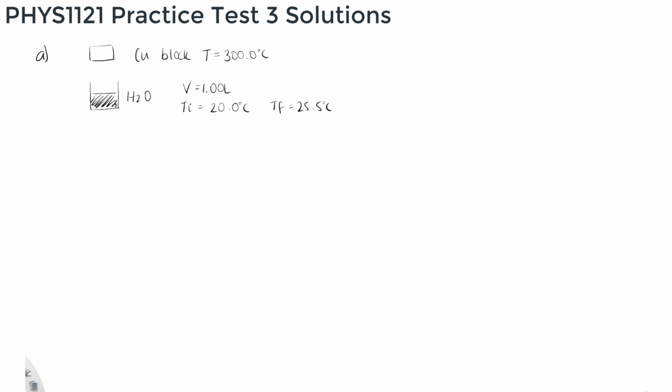A copper block is removed from a 300-degree oven, which I've drawn here, and we drop it into 1 litre of water at 20 degrees Celsius, which I've drawn here. Then the water quickly reaches 25.5 degrees Celsius and then it remains at that temperature, and we can assume that none of the water is converted to steam.